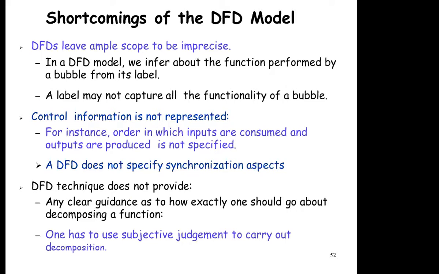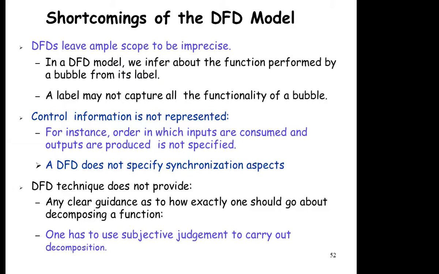DFD leaves ample scope to be imprecise, meaning it is not very precise. One example I have already told you: suppose an average function is there. One user can represent it as one function and another user can represent it as two functions. In the first, it is adding the three numbers, and in the other, it is dividing the sum of the three numbers. So in the DFD model, we infer the function performed by the bubble from its label. Whatever is written on a label, we just imagine that this is being done in that bubble.